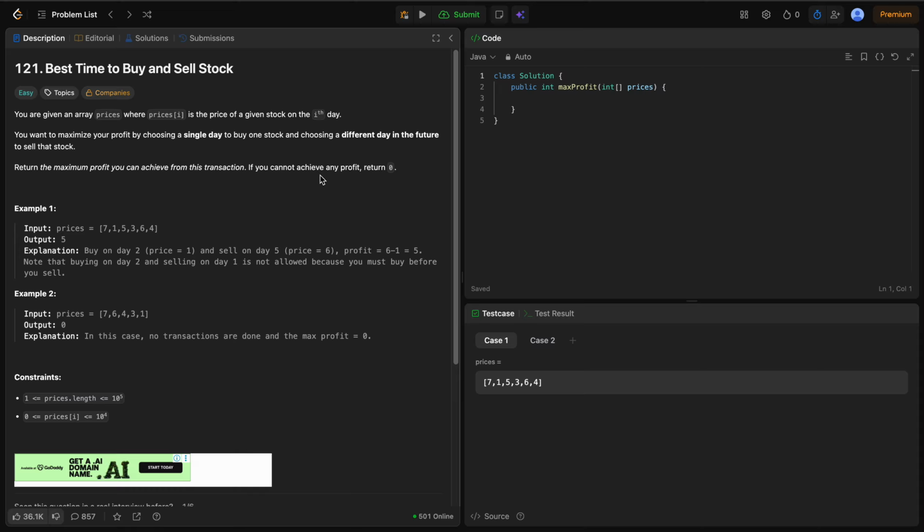Now this max profit is considered as the maximum of whatever profits I got. So it's the max of max profit and this particular profit.